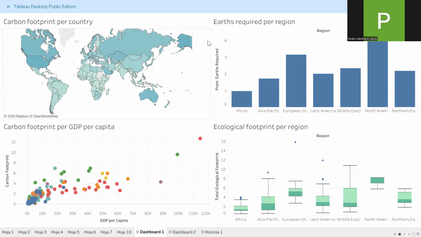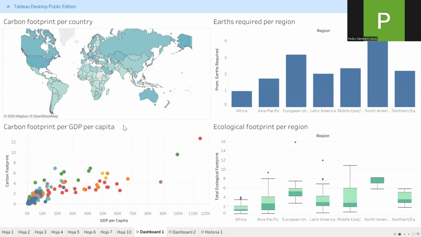This is going to reference the amount of Earths that it would take in order to cover for the standard carbon footprint if these countries continue to do these practices, being North America the highest one, the European region the second one, and finally the Middle East the third highest one.